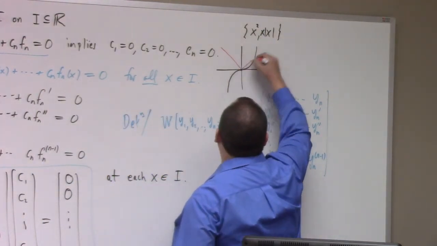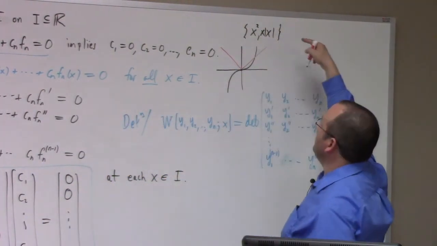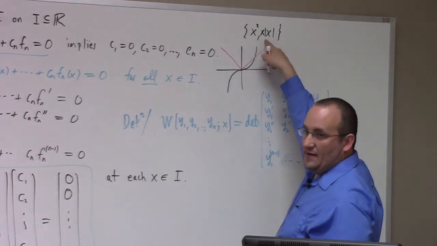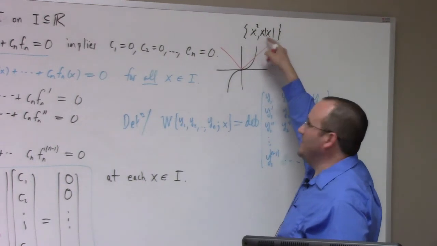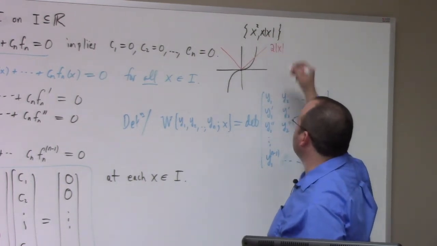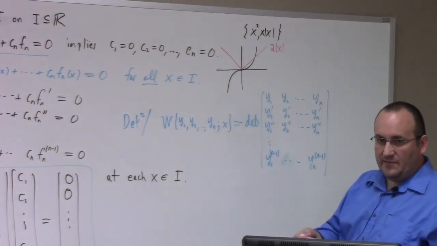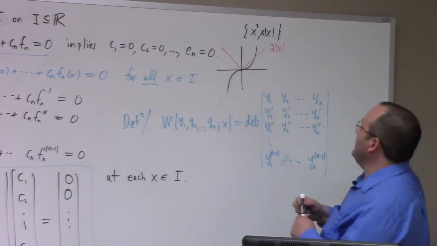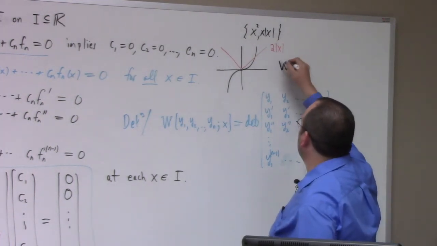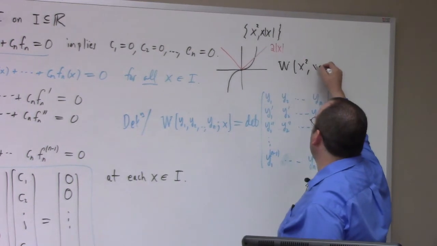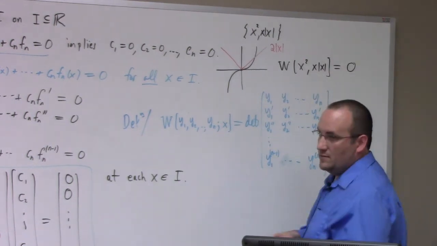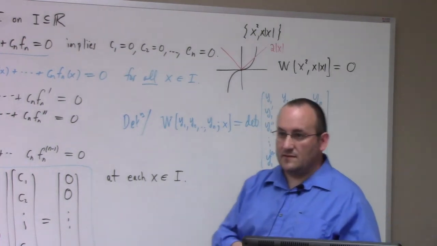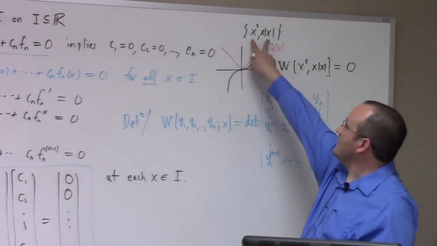The derivative basically looks like that. So the derivative of x, absolute value of x, is, I think, maybe 2 absolute value of x, I forget. But so you can't take 2 derivatives, right? But you can take 1 derivative. And if you calculate the Wronskian of this thing, I won't go through the details, but it's pretty easy to see that it's 0 for all x. But these functions are not the same function.